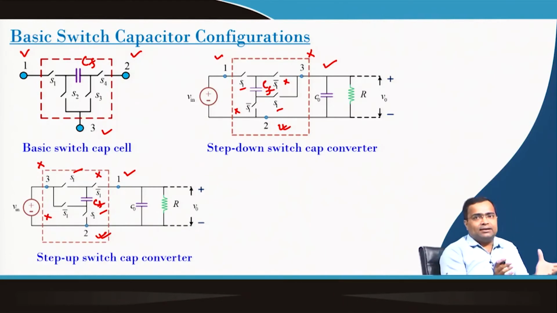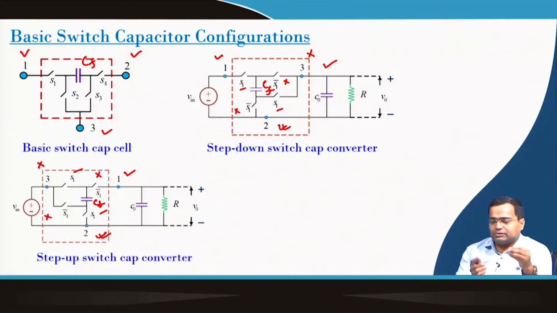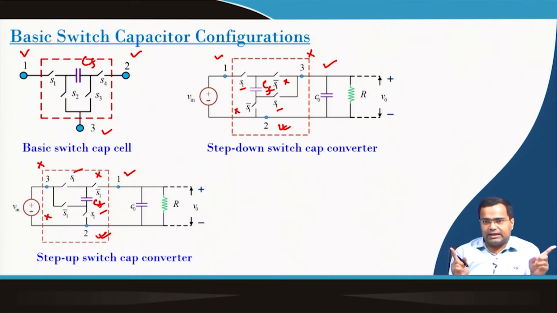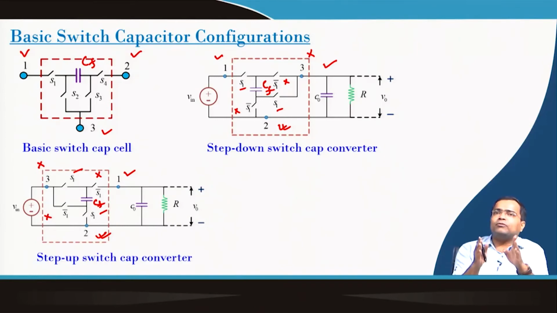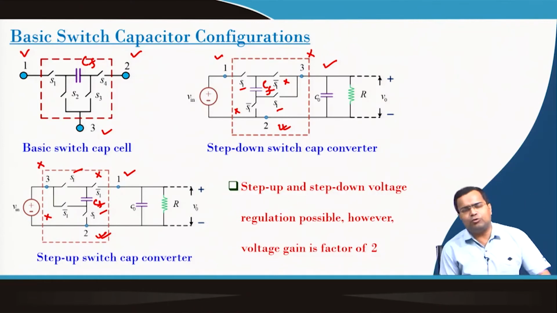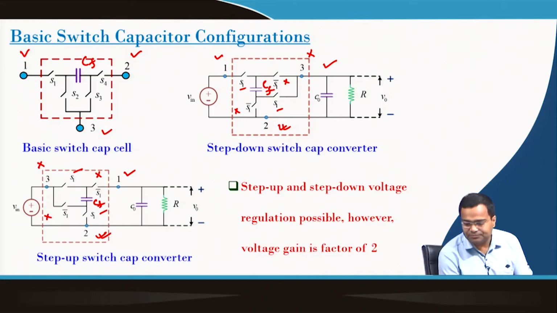In the next cycle, you turn on the S1 bar switch and turn off the S1 switch, then the flying capacitor voltage comes in series with the input voltage with a polarity such that the output voltage becomes input voltage plus flying capacitor voltage. By that way, we can achieve step up conversion. So, we can achieve both step up and step down voltage conversion.